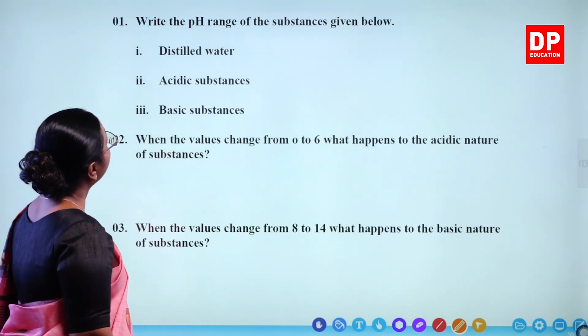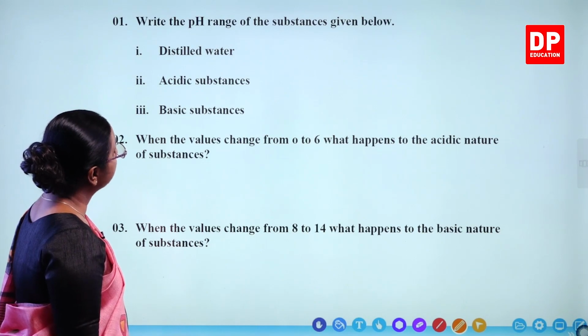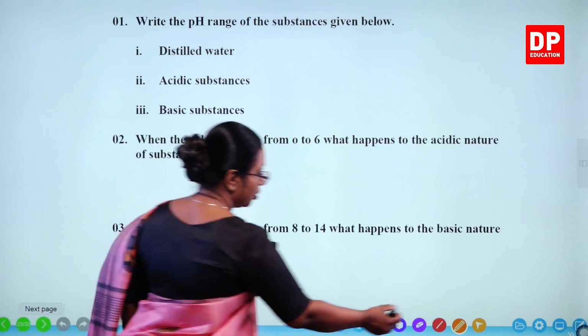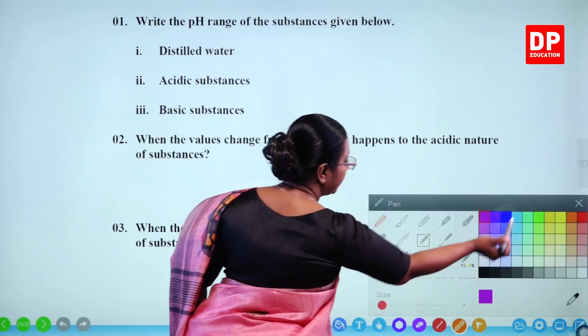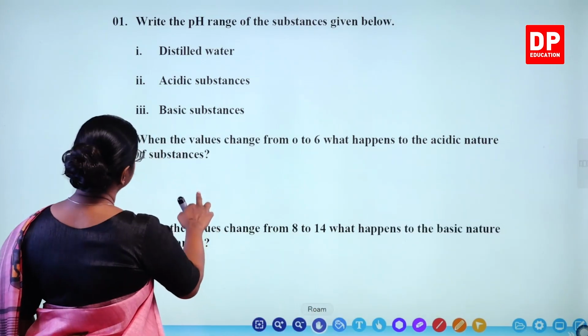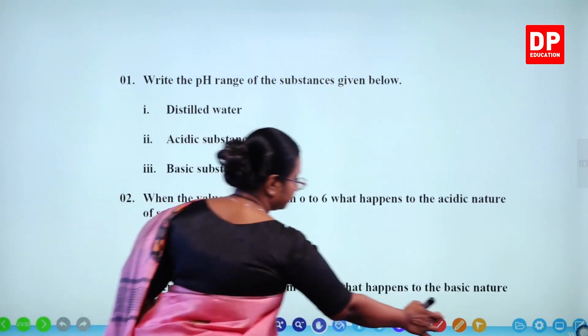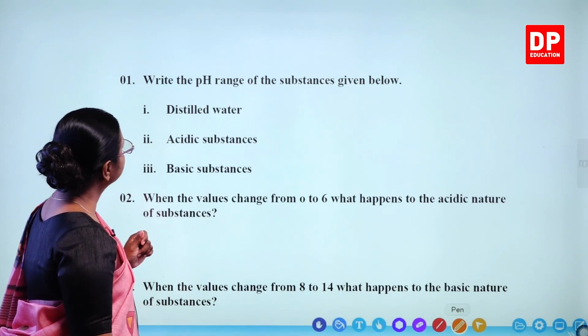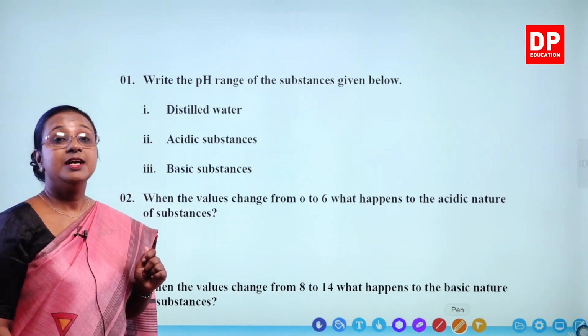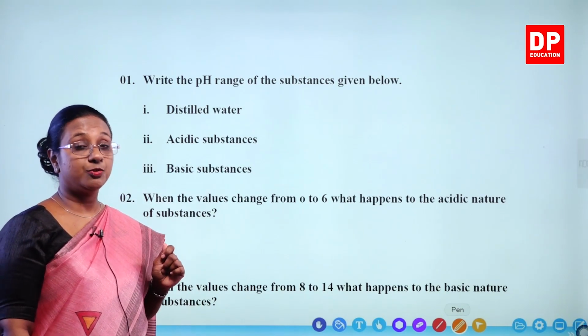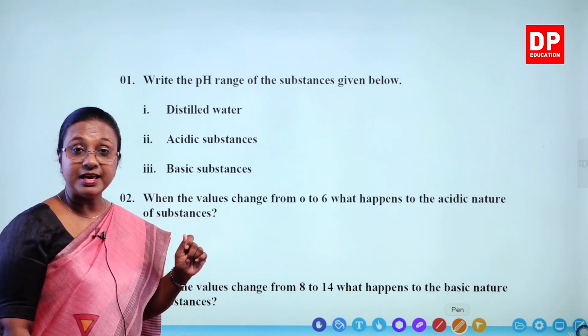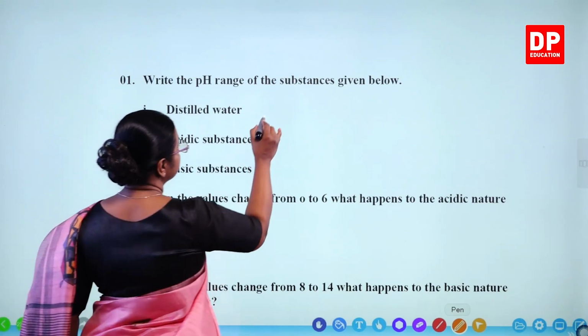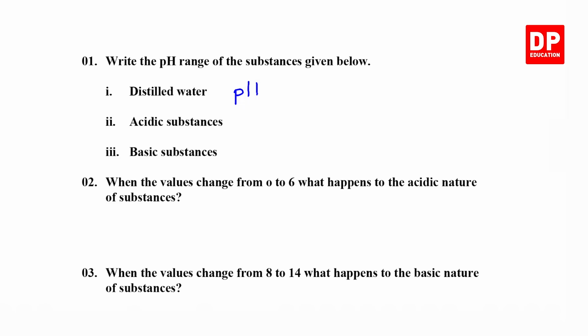Write the pH range of the substances given below. So we need to write the pH ranges of the substances given below. What is the first one? Distilled water. Distilled water is neutral. So what should be the pH? It should be pH 7. So here pH is equal to 7.